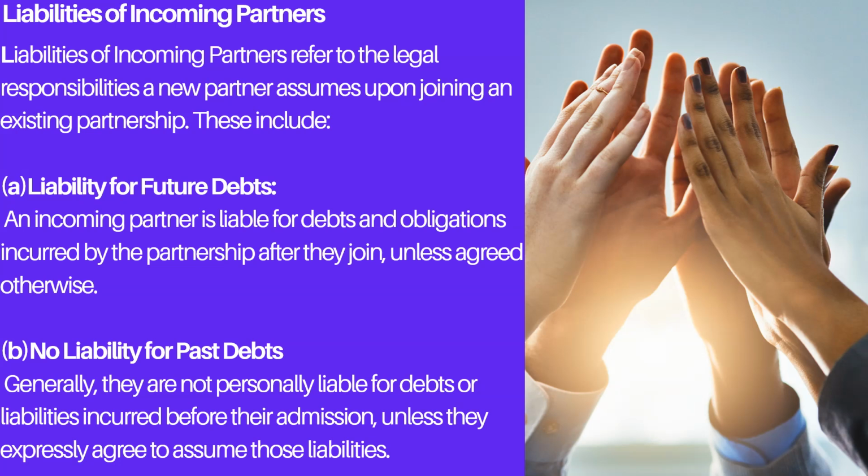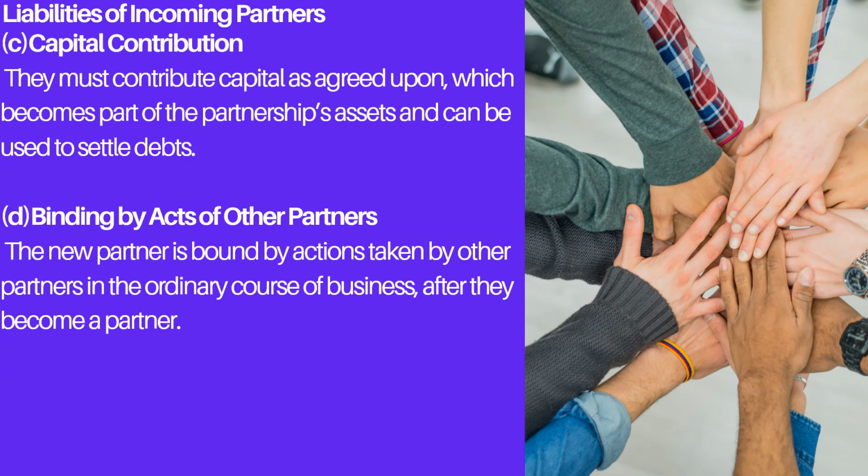So when you come in and you find that the partnership already has debt, you cannot be personally held liable for those debts. And the reason is because they were incurred before your admission as a new partner. The other one is capital contribution. These incoming partners must contribute capital as agreed, which becomes part of the partnership. And the other one is binding by acts of other partners. We note the new partner is bound by actions taken by other partners in the ordinary course of business after they become a partner.